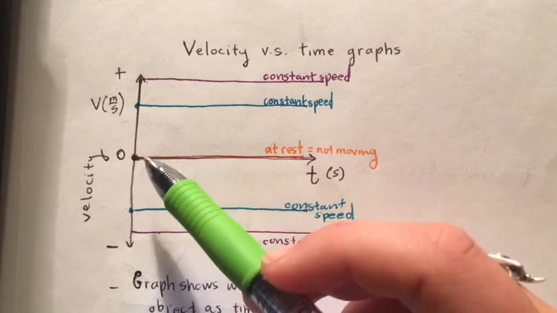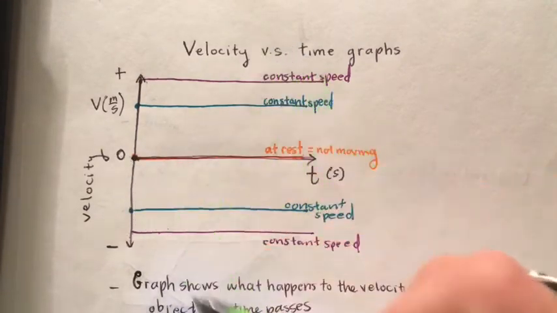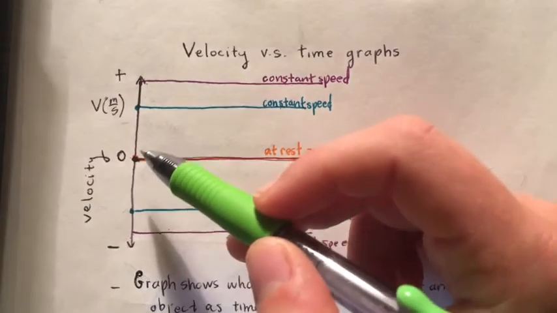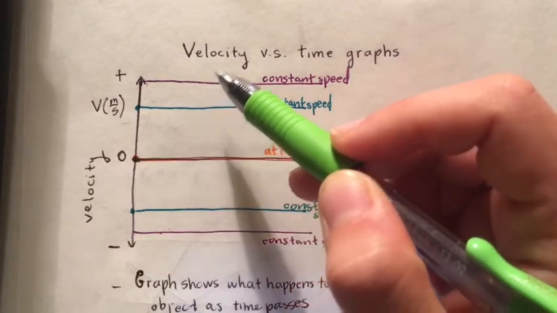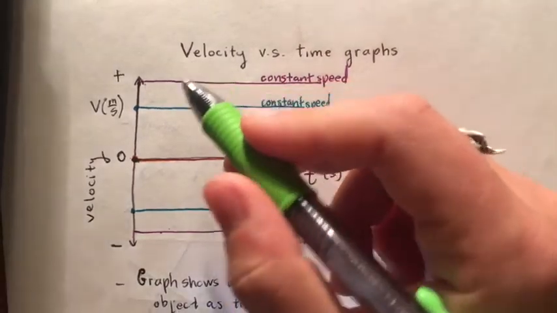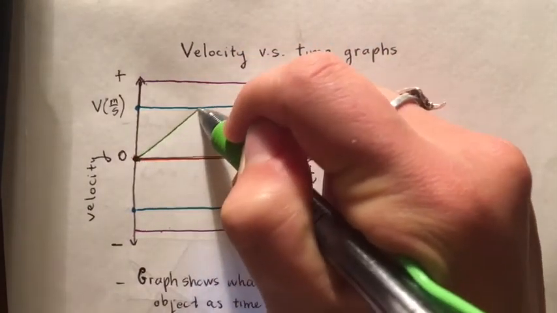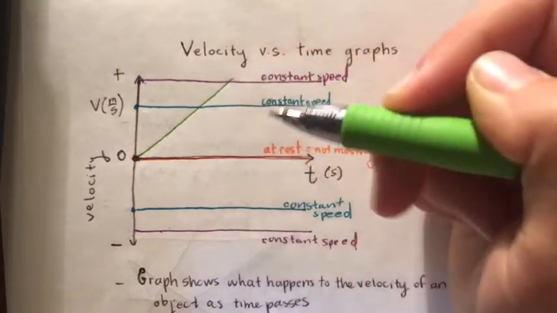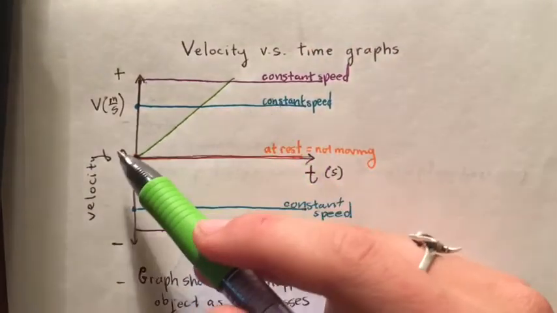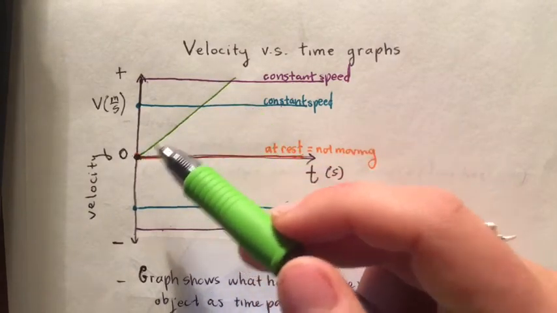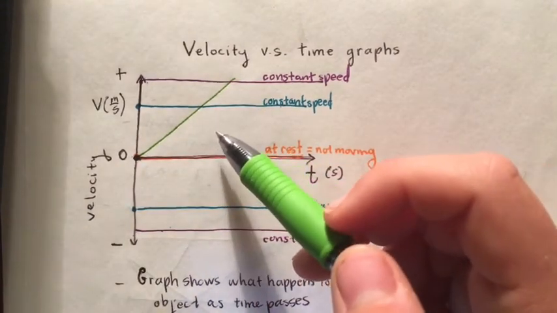Well, which way? Is it becoming more positive or more negative? Well, the person is moving in the positive direction in both cases, which means our graph is going to go to the positive side. Okay, so what this graph is going to look like is a straight diagonal line, because as time is passing, the velocity is getting more and more positive because they're getting faster and faster in the positive direction.